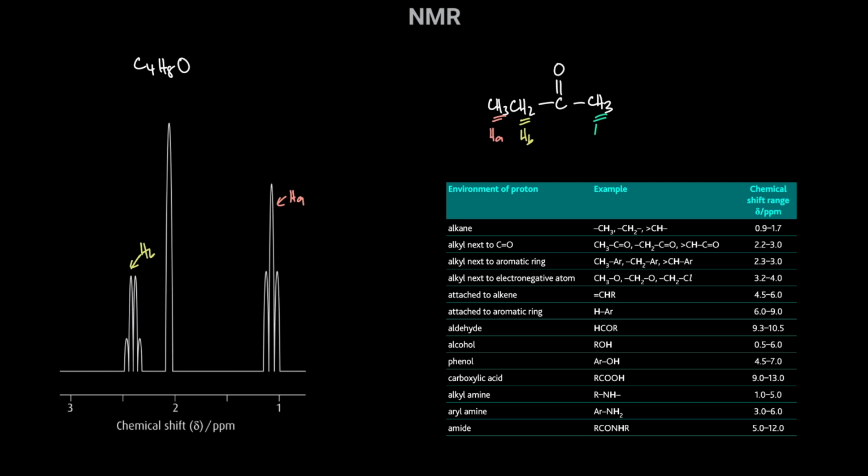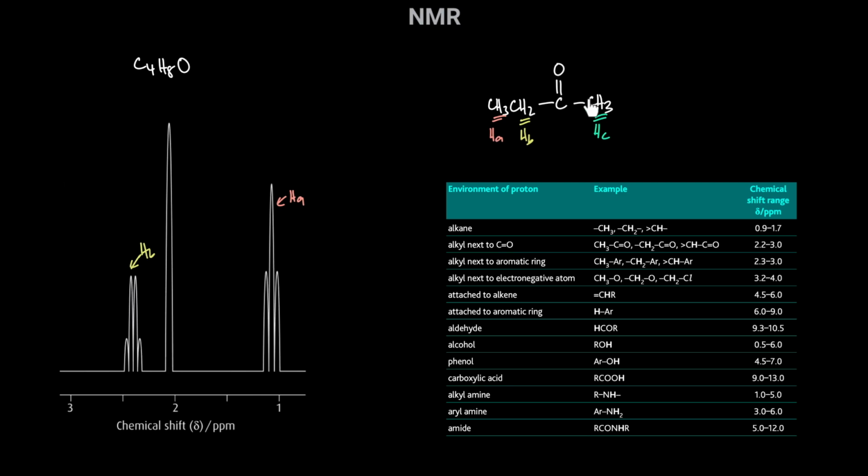So this is HC, right? We have 3 protons on this carbon, and this carbon is next to a C double bond O, so HC would shift in the range 2.2 to 3 parts per million, so roughly 2.2 or 2.1 parts per million here.